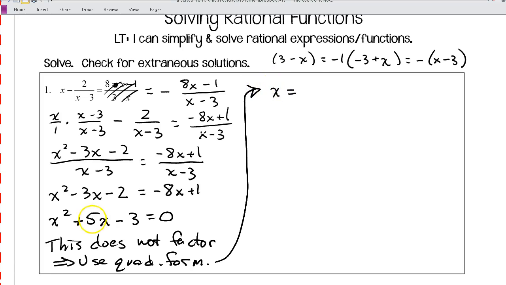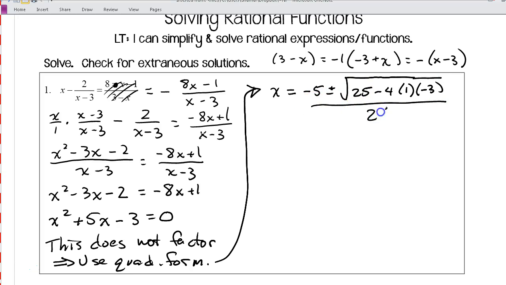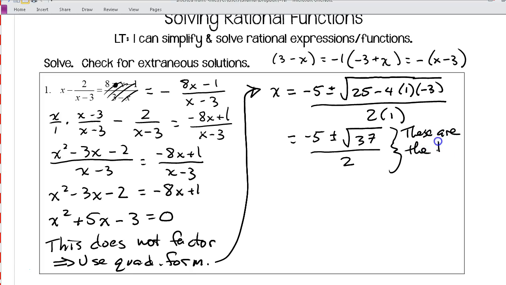I've got x is equal to the opposite of b, so that's negative 5 plus or minus the square root of b squared, so that's 25, 5 times 5, minus 4 times a, which is 1, times c, which is negative 3, all over 2a. Alright, so that gives me negative 5 plus or minus the square root of, that's 25 plus 12, so that's 37. That's not a perfect square, but it is real. So these are my two solutions. Alright, so basically this is going to be my answer here.